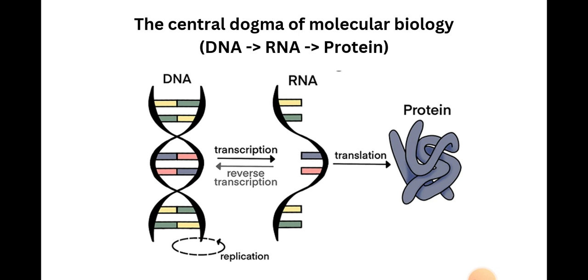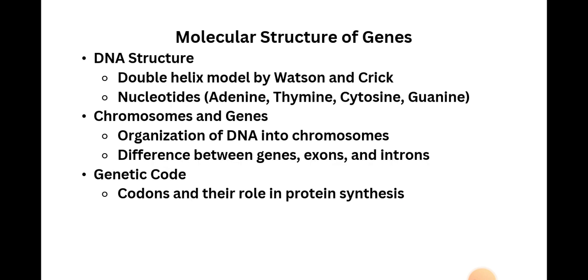Each strand is composed of a series of nucleotides, and the nucleotides include adenine, which is represented by capital A, thymine, represented as capital T, cytosine as capital C, and guanine as capital G. Now the molecular structure of a gene tells us that genes are present in DNA, and that DNA is a double helix structure. That structure was given to us by Watson and Crick, who proposed the structure of DNA in the 1950s. The other thing we see in the structure of genes is that the DNA contains nucleotides on both strands, and those nucleotides contain the bases adenine, thymine, cytosine, and guanine.